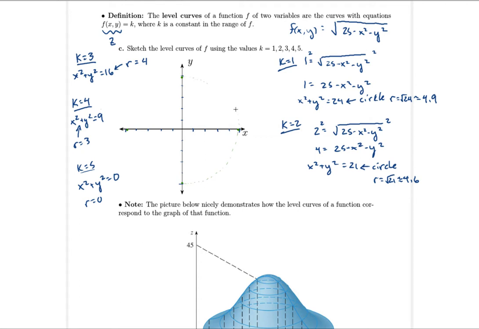And I'll use different colors to represent the different level curves. So this one I'm sketching here, that's this k equals 1. All right, so there's my green one. All right, so then how about in red? We do k equals 2. Well, that has a radius of 4.6. That's still got a fairly large radius here. It's going to be pretty close to that other circle.